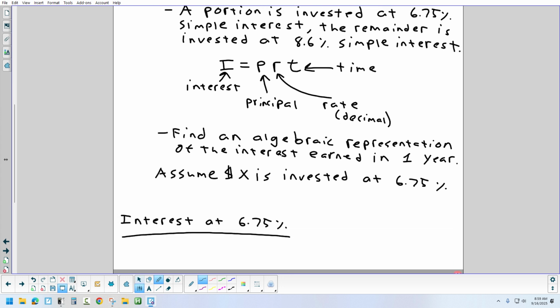Okay, so let's figure out how much interest Bill's going to earn in the first investment. We're going to use the formula I equals PRT. Principal, that's how much money is put in the investment. How much money does Bill put in the 6.75% investment? X. He puts in X. Yep. So there's our first one. What is the rate of the 6.75% investment?